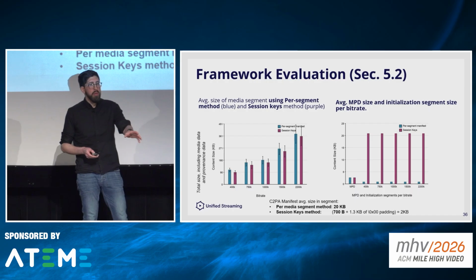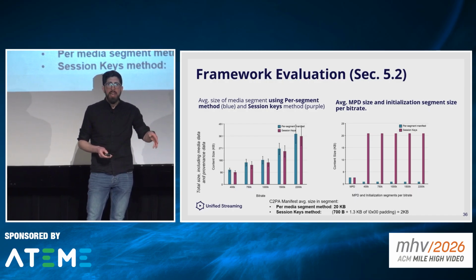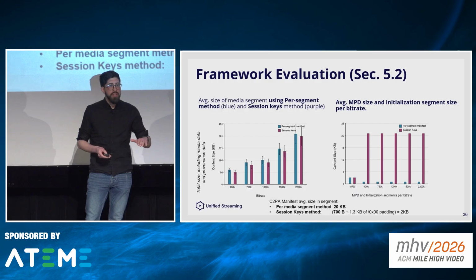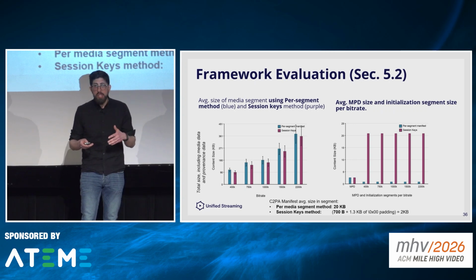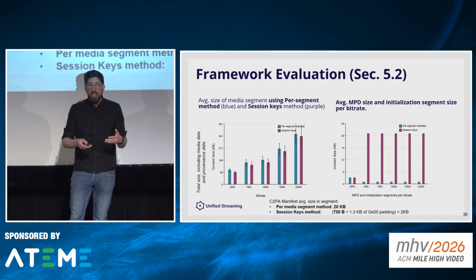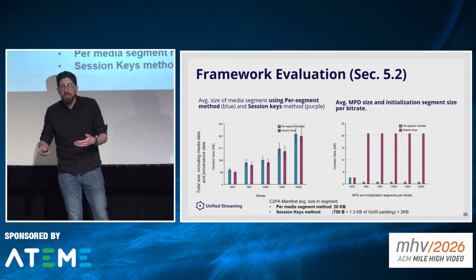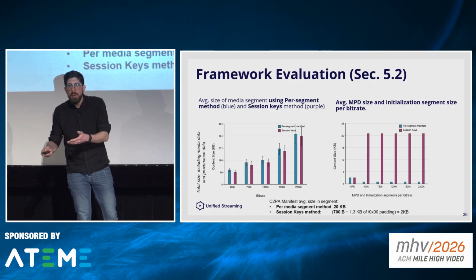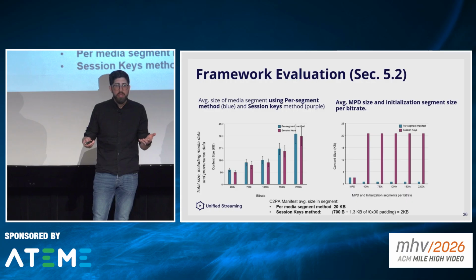You can see on the bottom left the graph, where the y-axis is the content size and the x-axis is the bitrate. You see the per segment method has a little bit higher content size compared to the session keys, and the difference is around 18 kilobytes in this case. This is expected. We were supposed to put a C2PA manifest in a media segment, and the session keys only contain the COSE signature.